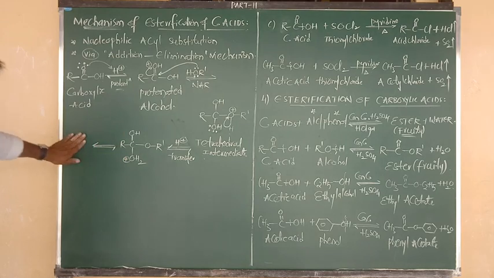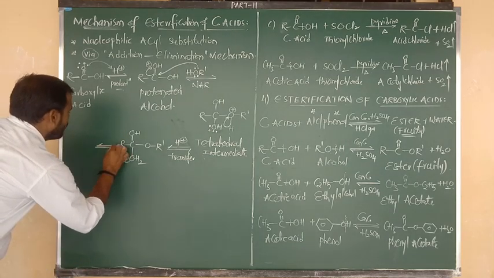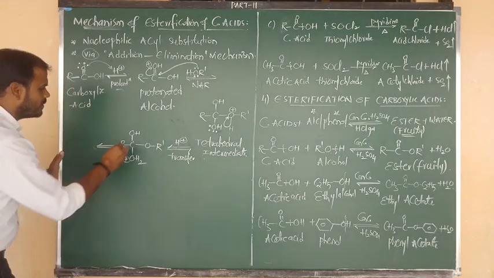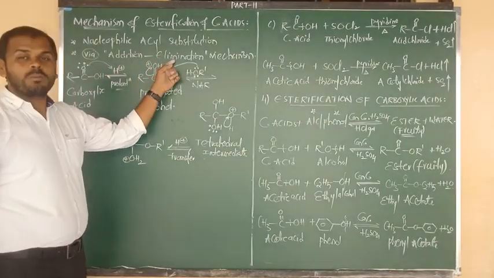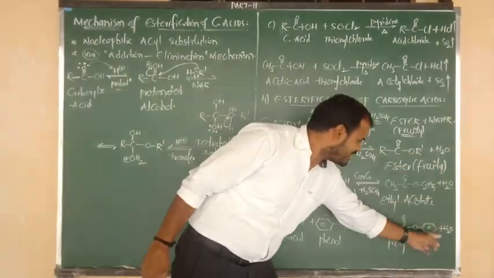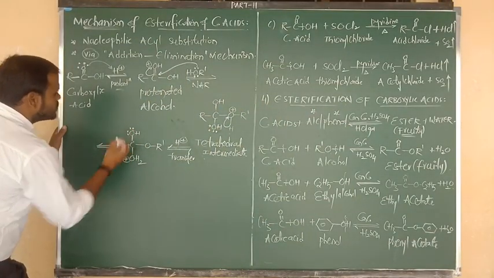So in this process, what are we going to do? We are going to lose a water molecule. What are we going to lose, beta? The water molecule. How to lose the water molecule? Addition was over, followed by what we have to do? Elimination. So elimination of which molecule? Water molecule. Yes.